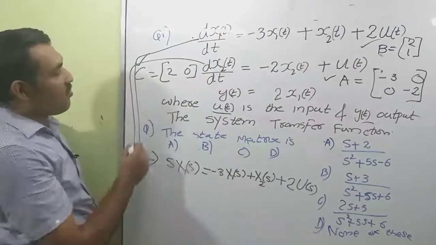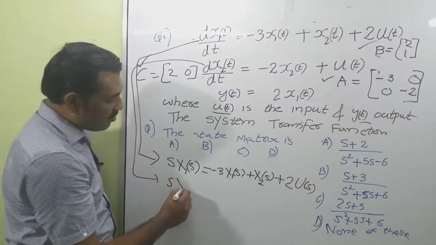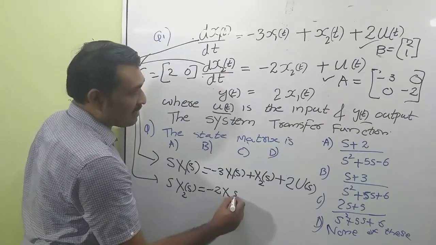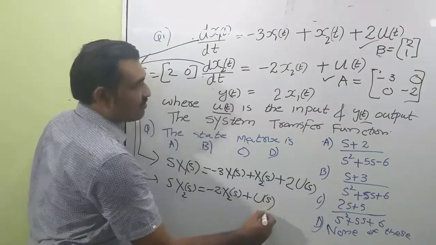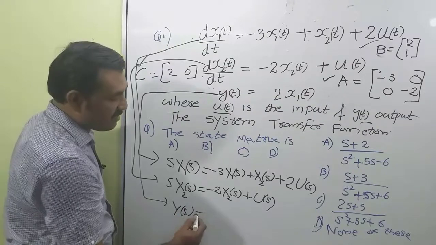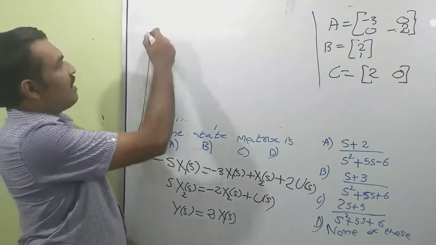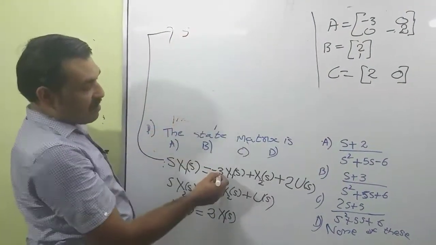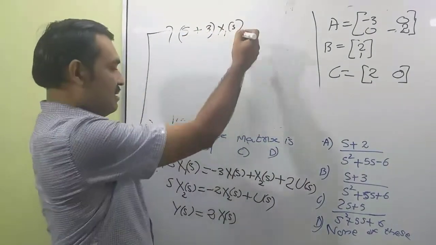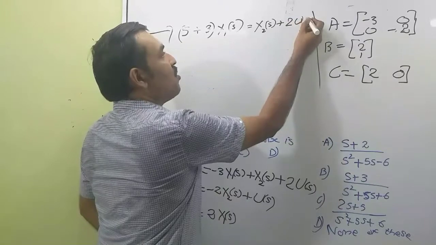The Laplace transform of the second equation, assuming all initial conditions 0, will give s into X2(s) is equal to minus 2 X2(s) plus U(s). And the third equation we can write Y(s) is equal to 2 times X1(s). So from equation 1, this term can be taken to the LHS. So (s plus 3) into X1(s) is equal to X2(s) plus 2 times U(s).